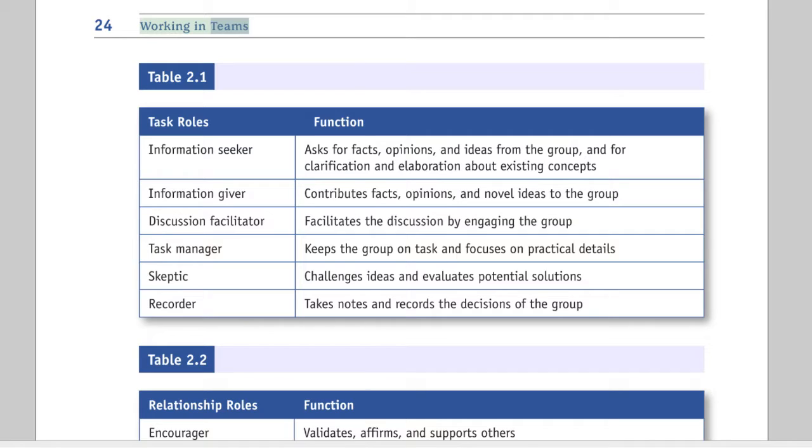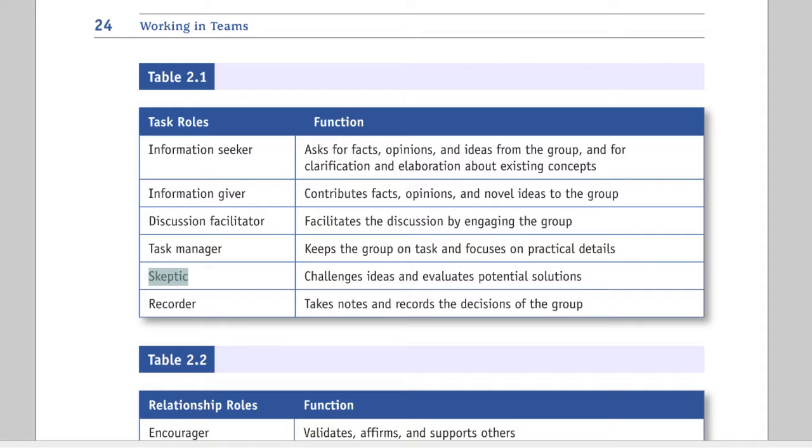Task roles. Function. Information seeker. Asks for facts, opinions, and ideas from the group, and for clarification and elaboration about existing concepts. Information giver. Contributes facts, opinions, and novel ideas to the group. Discussion facilitator. Facilitates the discussion by engaging the group. Task manager. Keeps the group on task and focuses on practical details.